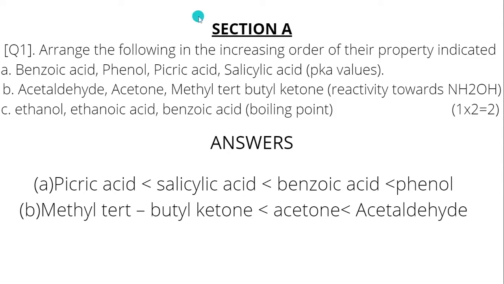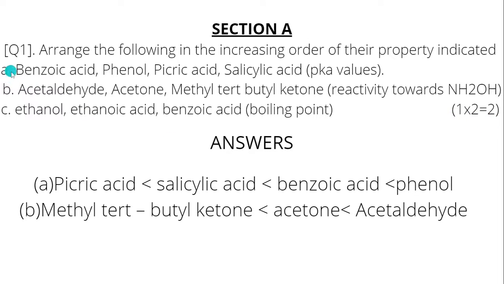Moving on to Section A, question number 1. Arrange the following in increasing order of their property indicated. We have to arrange any two of the following, because it is of 2 marks, 1 into 2. So we have to arrange only two.